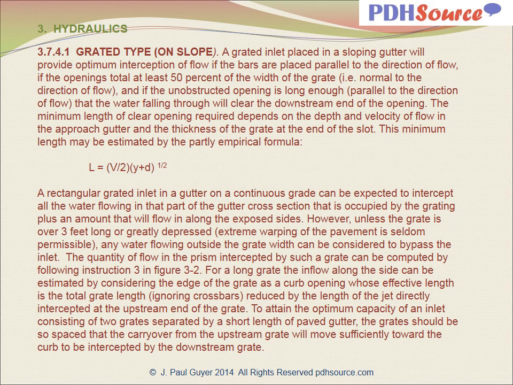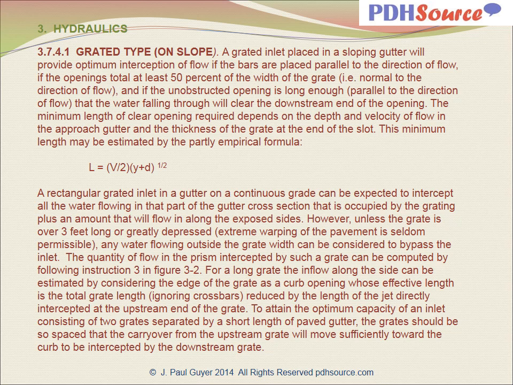The minimum length of clear opening required depends on the depth and velocity of flow in the approach gutter and the thickness of the grate at the end of the slot. This minimum length may be estimated by the partly empirical formula L equals V divided by 2 times (Y plus D) raised to the 1/2.